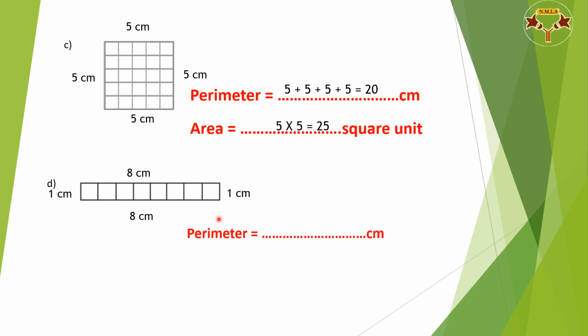If I want to get perimeter of the rectangle, the sum of all outer sides, 8 plus 1 plus 8 plus 1, okay? The answer will be 18. And the area of rectangle equals length times width. Length times width. Then the answer will be 8 times 1. 8 times 1 equals 8. Okay?